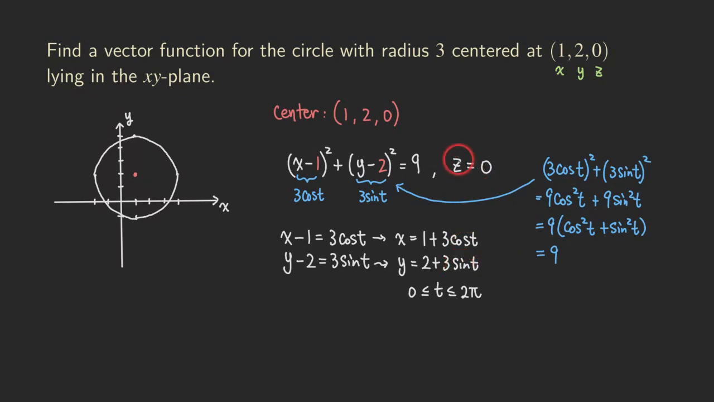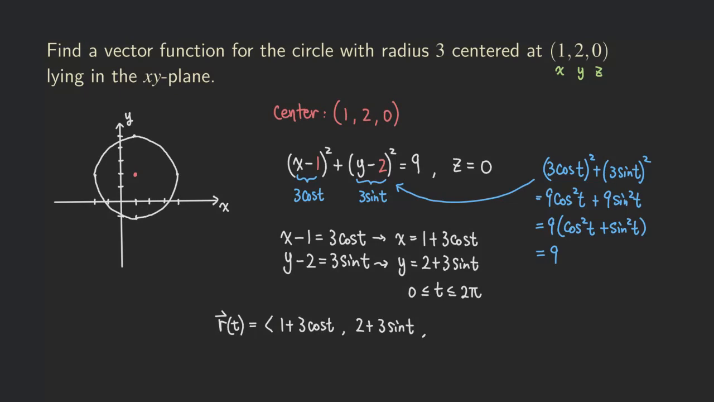And of course, we also need to include that z is equal to 0. So right now, we are ready to write down the vector function for the circle. How do we write it? It would be r of t. Now what is the x component? The x component would just be whatever you have right here, 1 plus 3 cosine t. And then it would be what? 2 plus sine t for the y, right? So 2 plus 3 sine t. Yeah, 2 plus 3 sine t, not 2 plus sine t. 2 plus 3 sine t, okay?